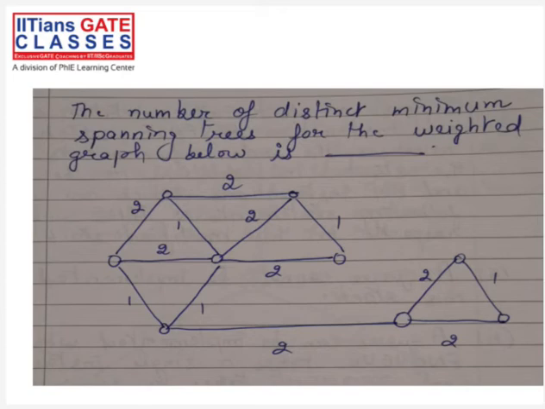Okay. So let's see the solution for this. In this, what we're saying is I need to find the number of distinct minimum spanning trees, MST, for the given weighted graph.